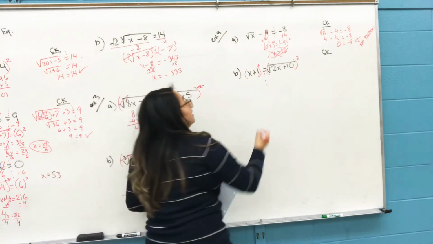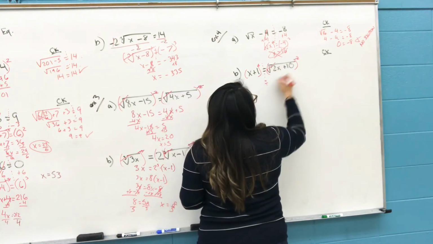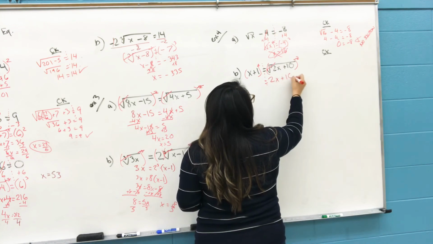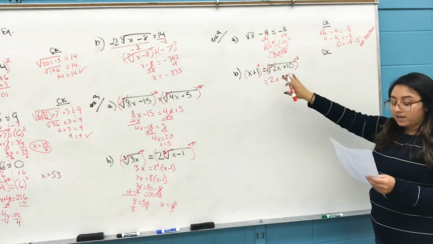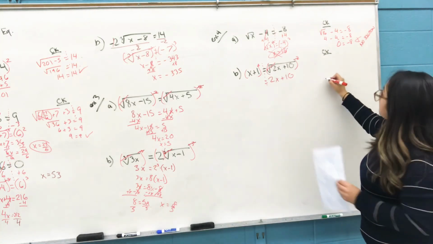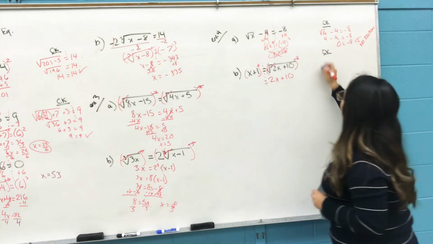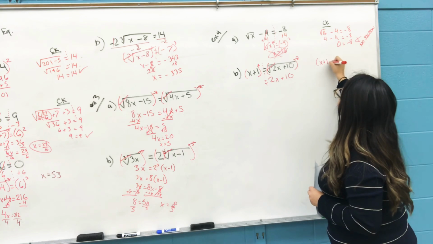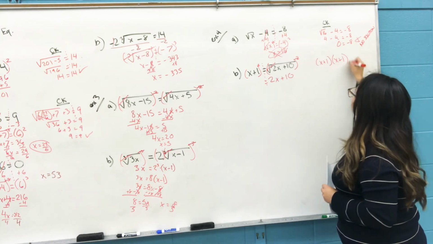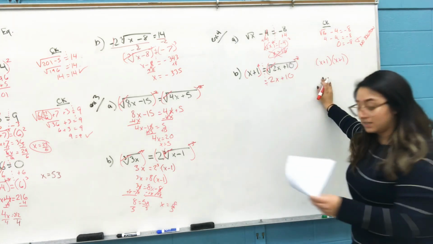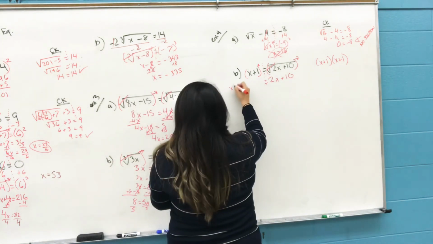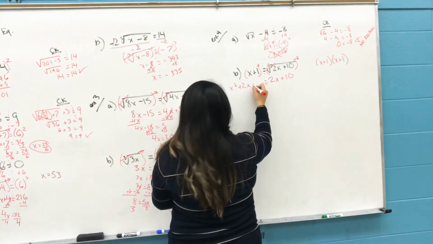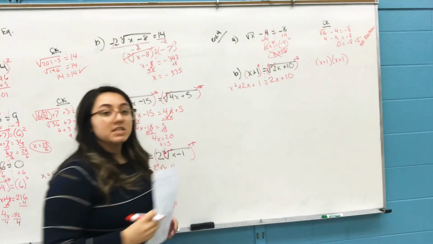So now we have, on this side, these two cancel out. We have 2x plus 10. This, x plus 1 squared is equal to, and I'll just do it here. x plus 1 times x plus 1. You multiply it all out, and you get, just to save your work, x squared plus 2x plus 1. From this point, you go ahead and factor.